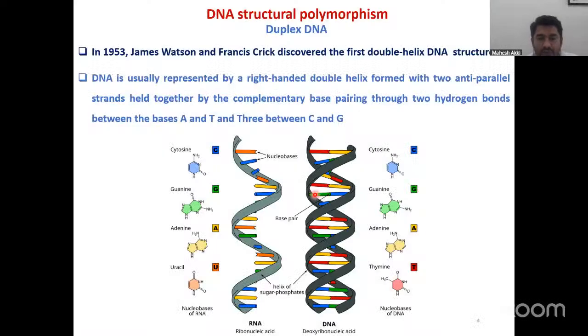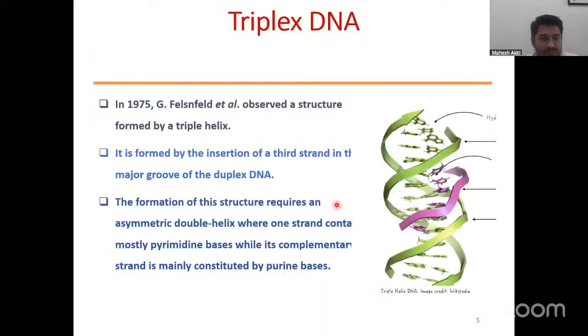through hydrogen bonds, while cytosine pairs with guanine through 3 hydrogen bonds. So apart from this DNA, we have one more thing, that is triplex DNA. In the year 1975, G. Felsenfeld and his team observed this unusual and fascinating DNA structure known as triplex DNA. It is also called a triple helix.